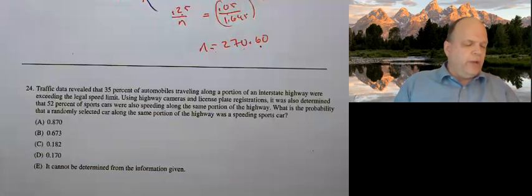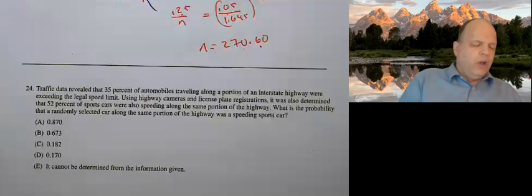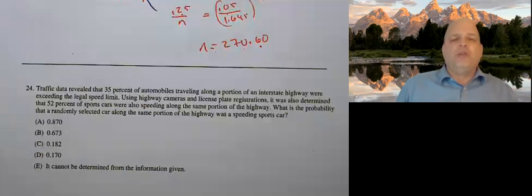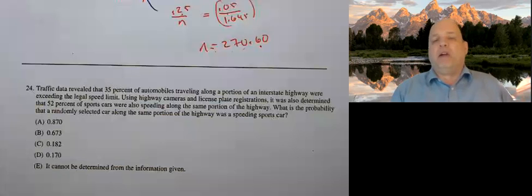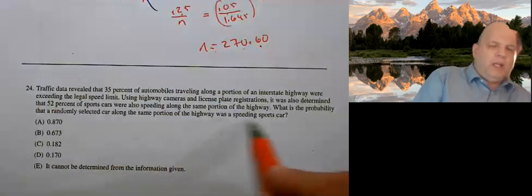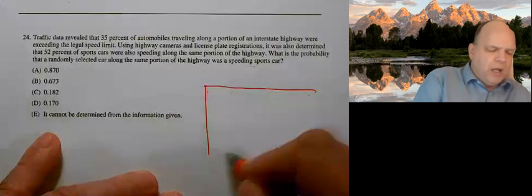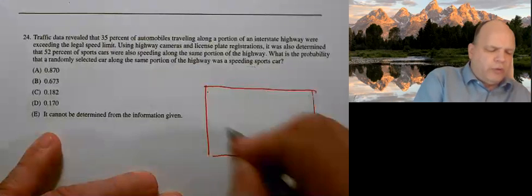What's the probability that a randomly selected car along the same proportion was a speeding sports car? So here we have two different things. We have cars that are speeding and we have sports cars. So they want to know the proportion of the two here. So what is the probability a randomly selected car was speeding on the highway? Well, I'm like, you know what? Let's go to the table. We have two things.